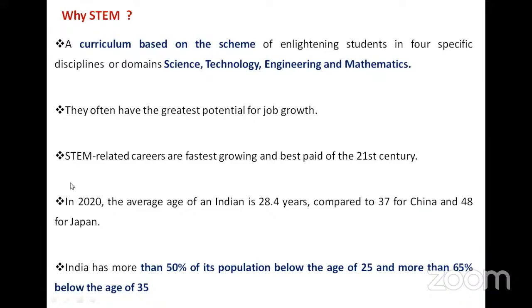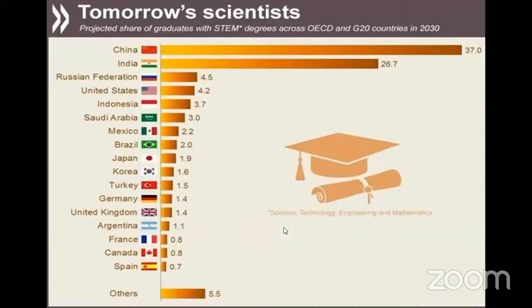Why is there this 30%, 26 and 37% growth? You can see the average age of an Indian is 28.4 years, as of 2020, compared to 37 for China and 48 in Japan. You might know that there are some new courses introduced by UGC, like artificial intelligence and machine learning. Earlier, BTech was there in computer science and engineering. Now there are courses like BTech in IoT, artificial intelligence, and data science. All are STEM subjects only. But who will take care of the non-STEM subjects? That is actually a question. And this is the target which countries are going to achieve in 2030.